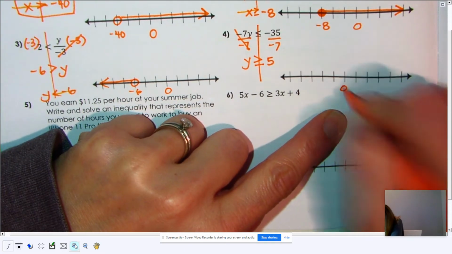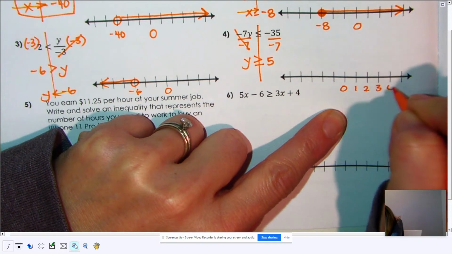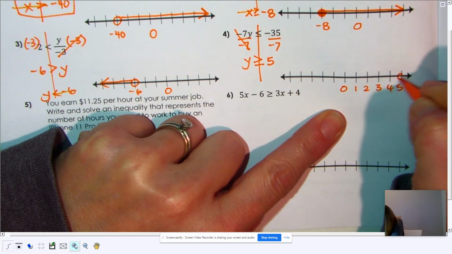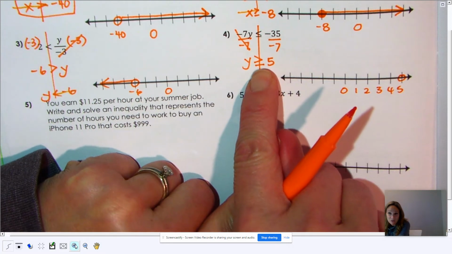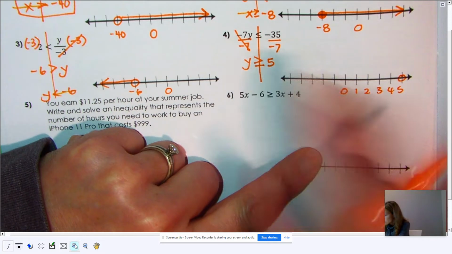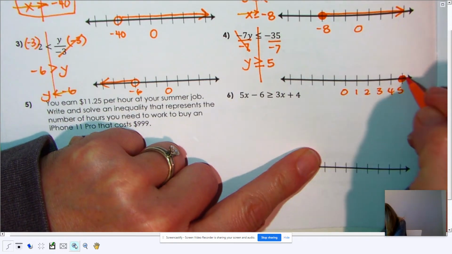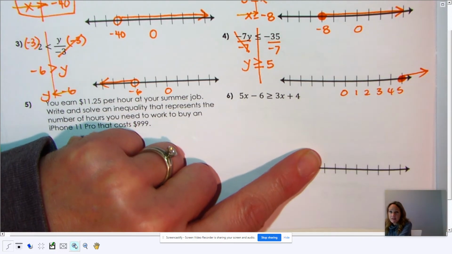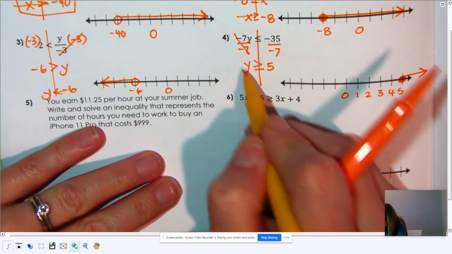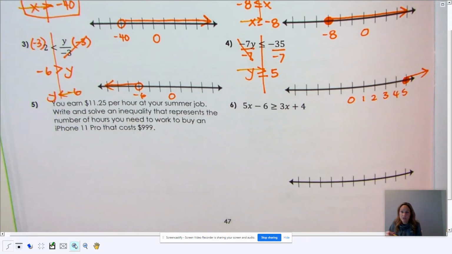So I'm going to put a 0. This one actually has room. 3, 4, 5. I'm going to put a circle. I look to see, is it equal to? Could it be equal to 5? Yes. So I'm going to color it in. And then y is greater than 5. So that's going to go that direction. And so again, you could use the little secret shortcut to tell you which direction to go.